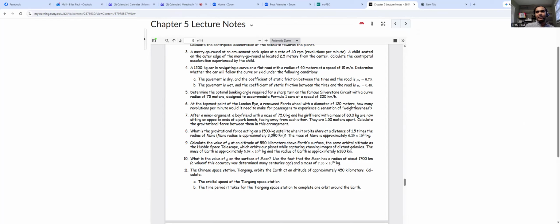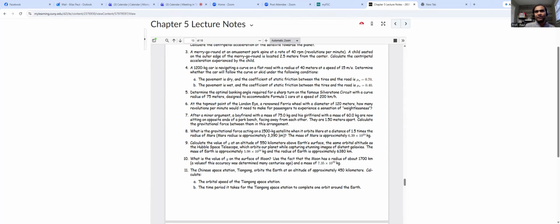Here only one thing you have to understand: the satellite orbit, the distance from the center is 1.5 times the radius of Mars. That is the important information. Many students actually make a mistake here. Once you understand this, the other thing is straightforward.